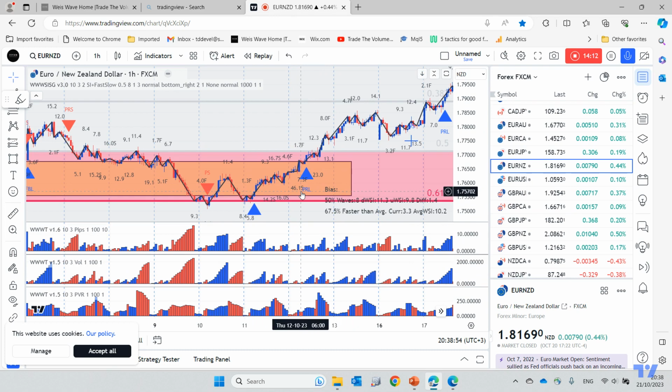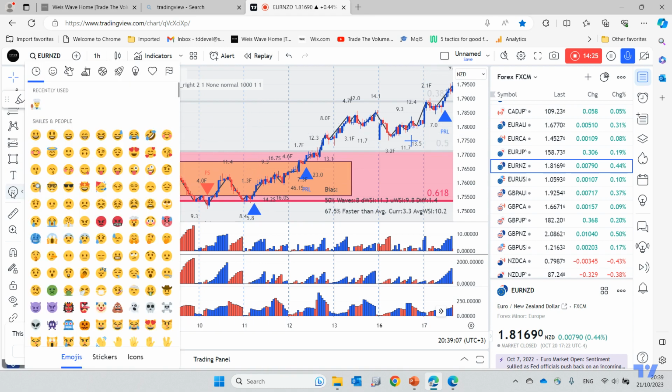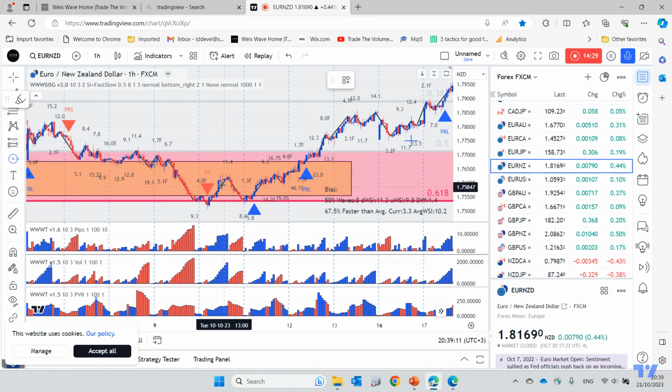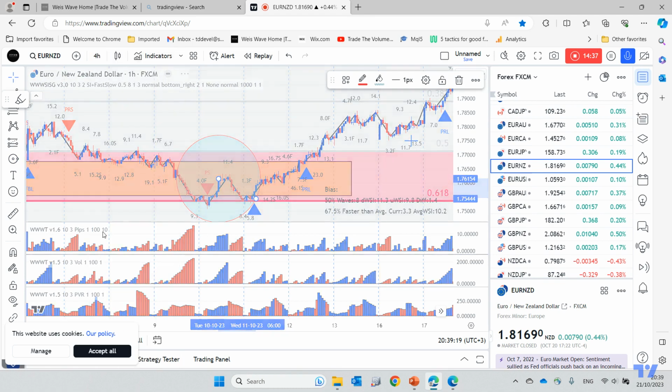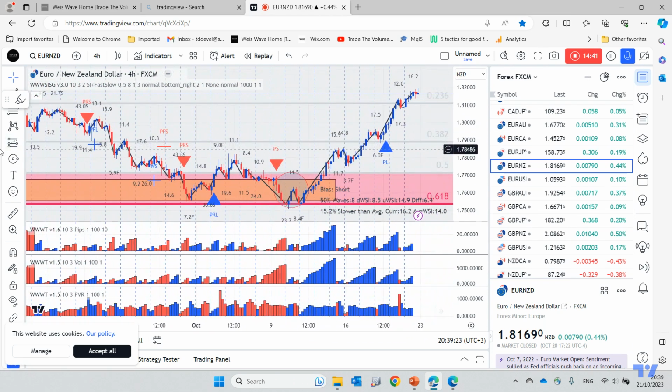To make it clearer, what's the trick? The trick is you just shift one time frame up, and this will be the 4 hour. So let me shift to the 4 hour. Let me mark this area first of all, with a circle, for example, here. And I will switch to the 4 hour, and let's see how better the chart would look.